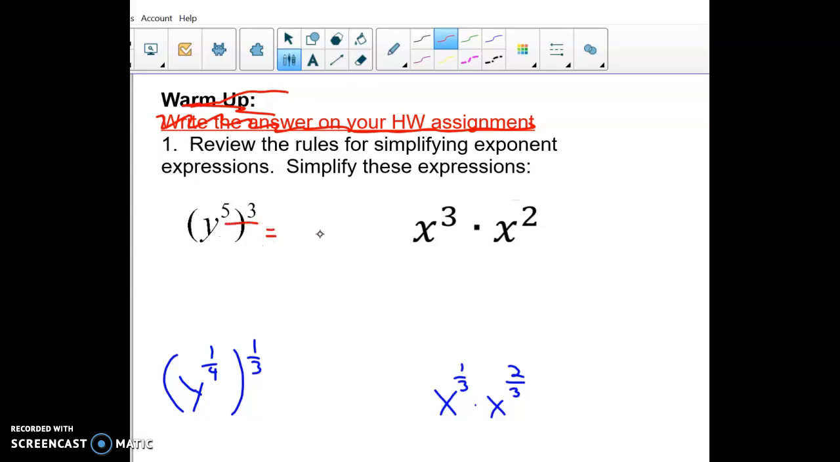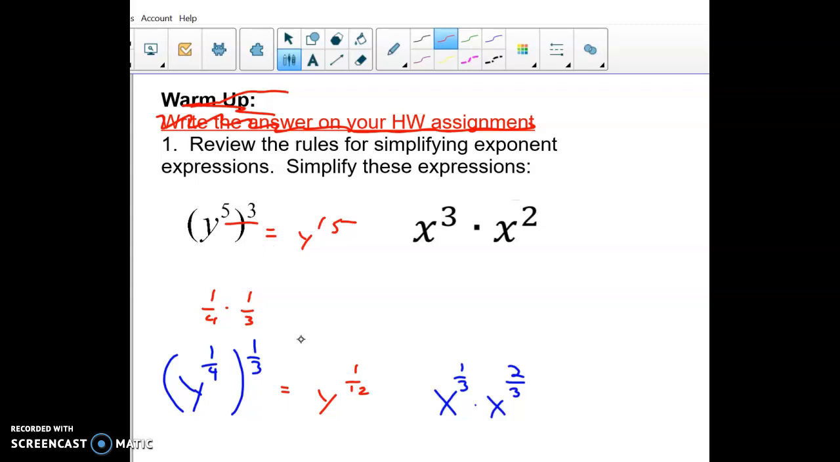This one's called power of a power, where you just multiply. So we have y to the 15th. And when it's fractions, it's the same thing. You just multiply them, so you have to remember how to multiply fractions. So 1/4 times 1/3 is 1/12. Multiply the numerators, multiply the denominators.